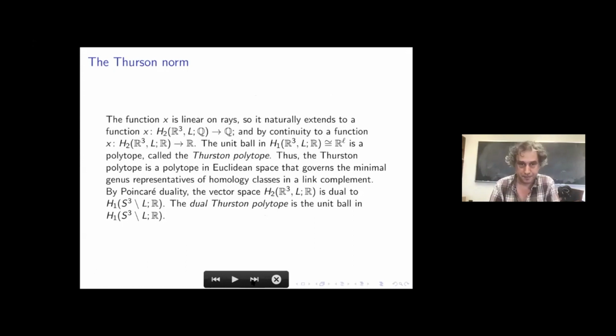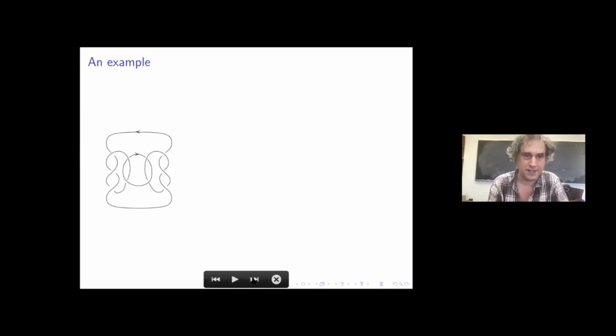In fact, this function is linear on rays, so it extends by continuity to a real valued function on the real two-dimensional homology. If you look at its unit ball, that unit ball is a polytope, and that polytope governs the minimal complexity of surfaces representing two-dimensional homology. So this gives a pretty picture for how to understand these minimal genus representatives. In fact, it's convenient to think about the dual polytope. The relative two-dimensional homology is Poincaré dual to the one-dimensional homology of the link complement, and a semi-norm on a vector space determines a possibly degenerate norm on its dual space, and that's the dual Thurston polytope. So here's an example. Here's a link.